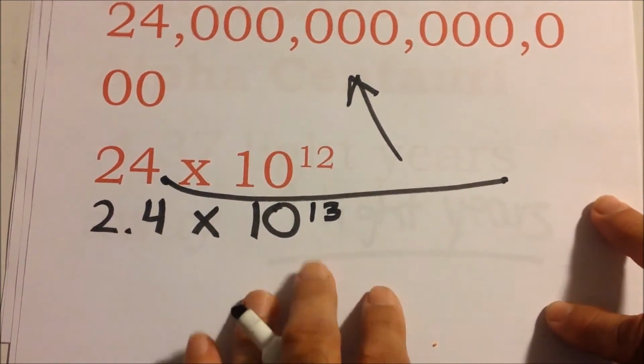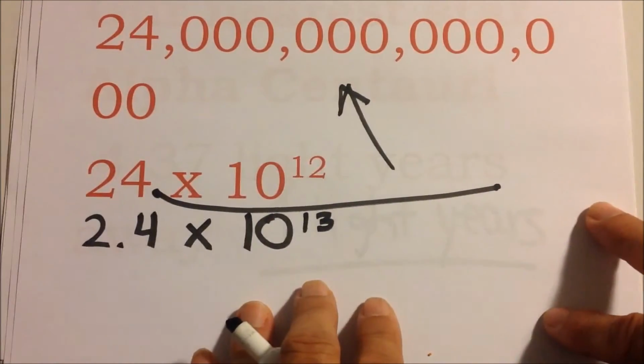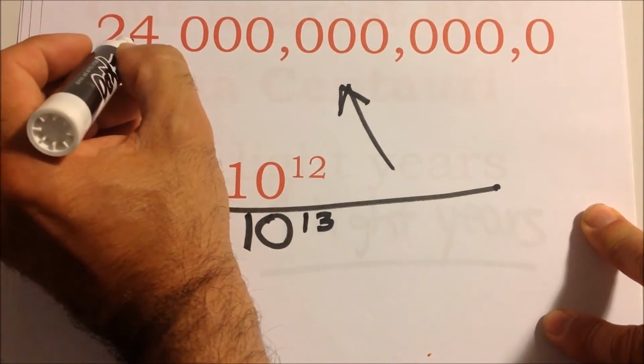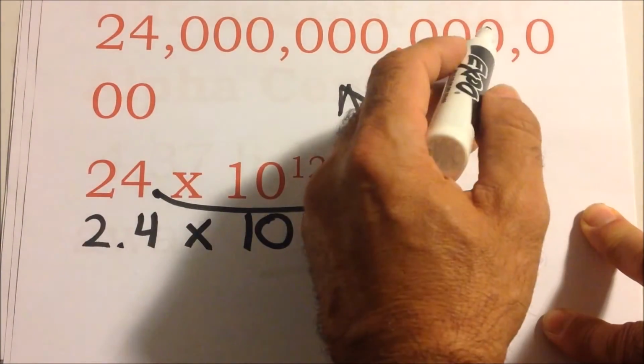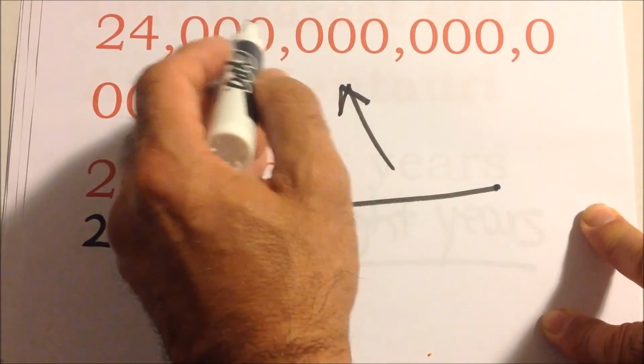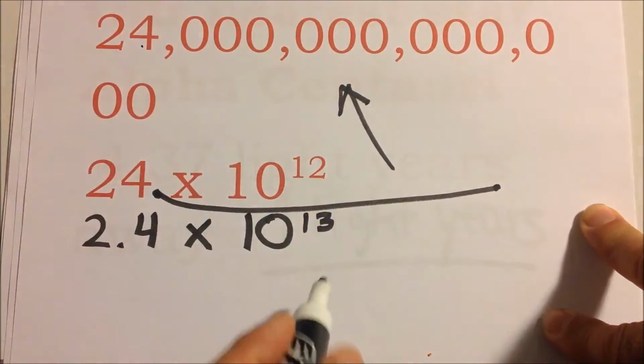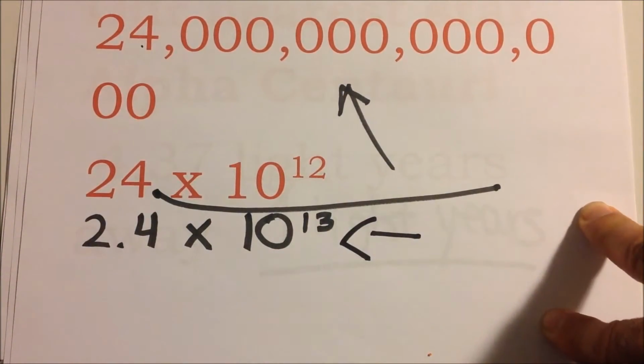So let's look at this. So we fit this in. We're going to put a decimal there and count all the numbers but 2. So we have 1, 2, 3, 4, 5, 6, 7, 8, 9, 10, 11, 12, 13. This is the number in scientific notation.